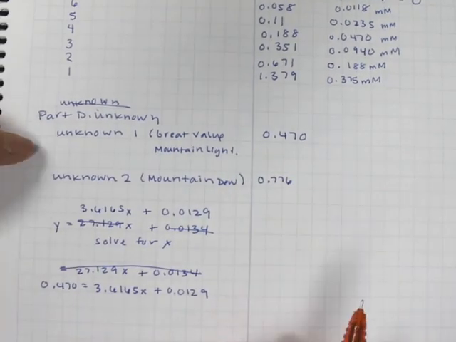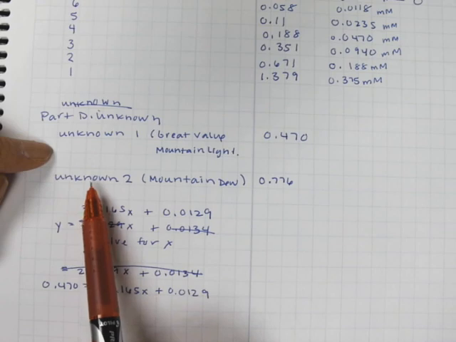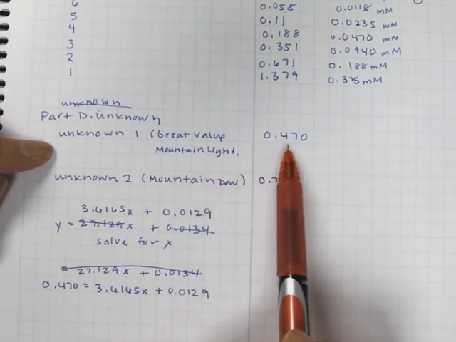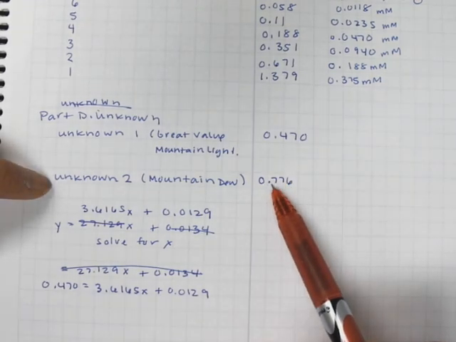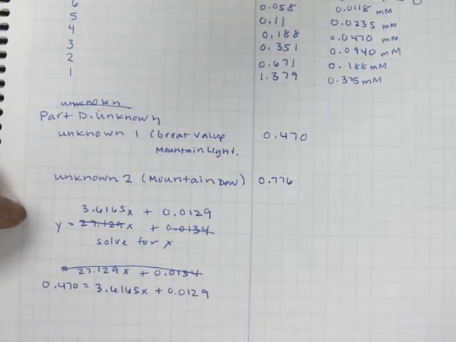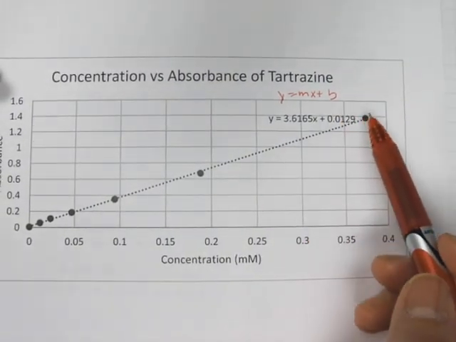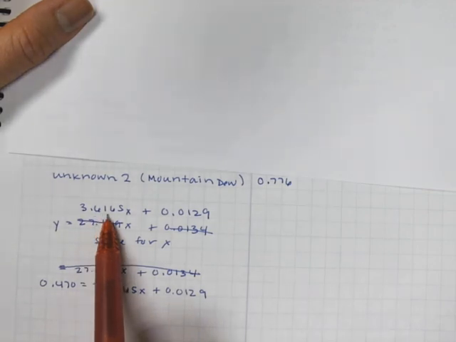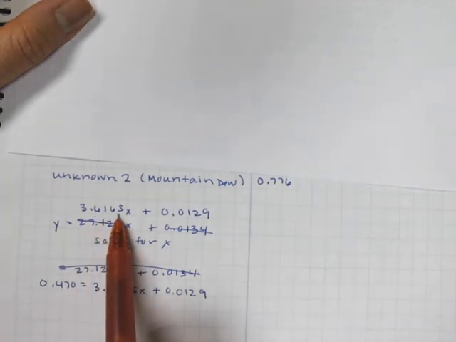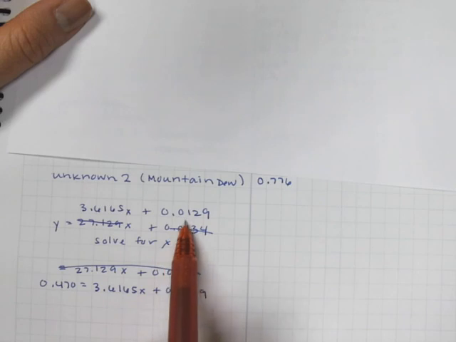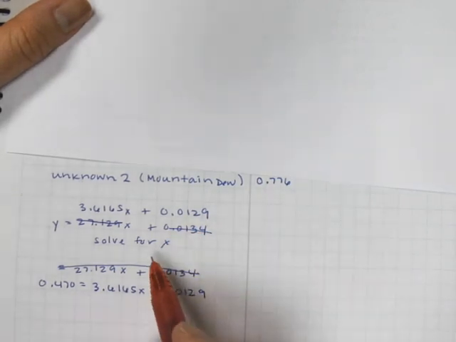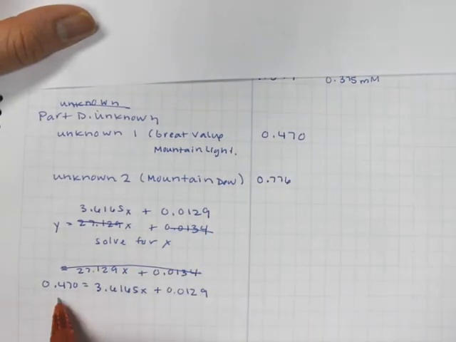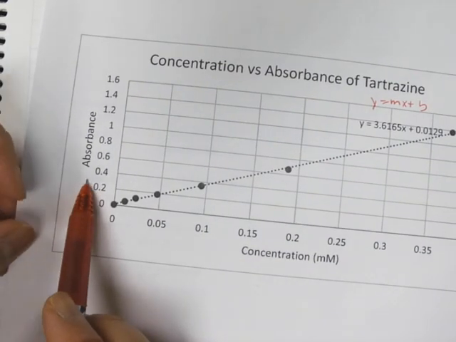To determine the concentration of your unknowns, you took measurements of two different unknowns. For the Greek yogurt drink, the absorbance was 0.470, and for Mountain Dew it is 0.776. You can use this line to determine the concentrations. My y equals mx plus b, with m being 3.6165, times x, plus 0.0129. To solve for x, you just put in the absorbance that you obtained from your measurement, which is plugged in for y, because that was on the y-axis.